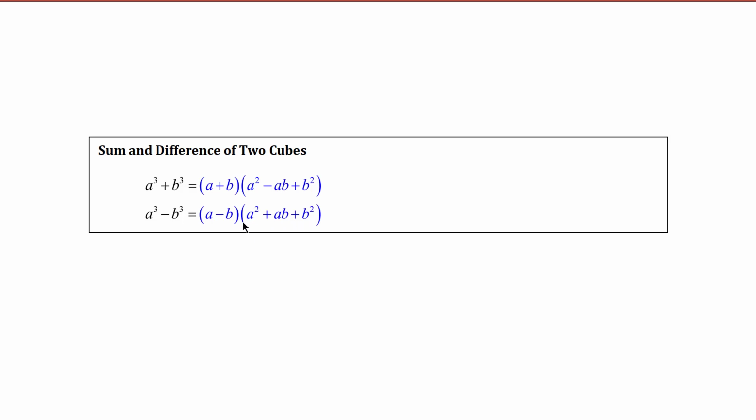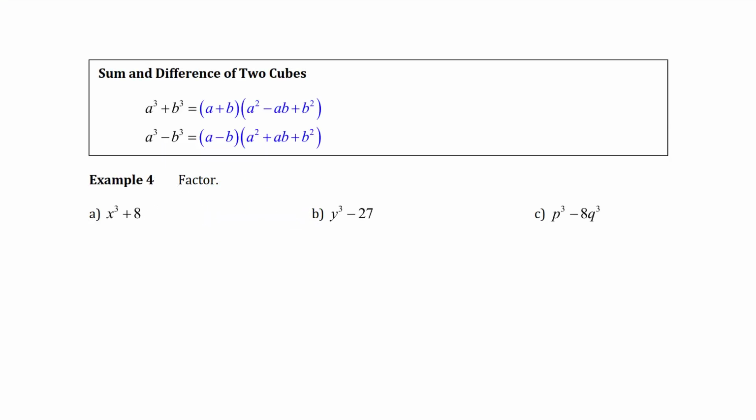To factor a sum or difference of cubes, we just find the values for a and b, and then we substitute them into the corresponding formulas.